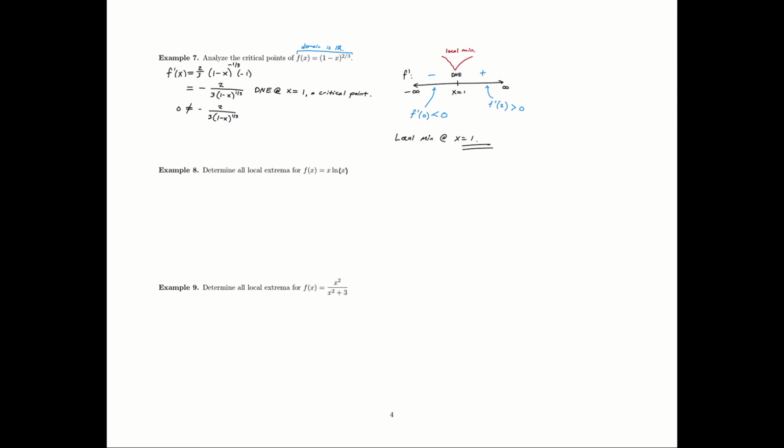All right, example 8. Determine all local extrema. So again, analyze the critical points, essentially. So we've got our function x ln x. So the derivative of x ln x is the derivative of the first times the second left alone plus the first left alone times the derivative of the second. So this should be ln x plus 1.